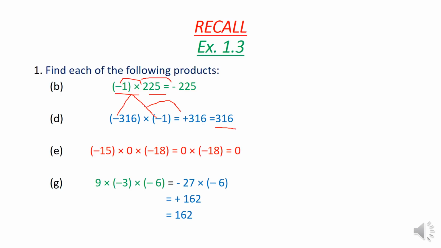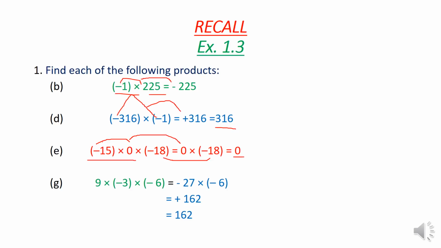Now in question E you have 3 integers. Here minus 15 multiplied by 0, so you will get the answer 0, because any integer multiplied by 0 gives 0. Here minus 18 will be as it is. So again 0 multiplied by minus 18, and the final answer will be 0.